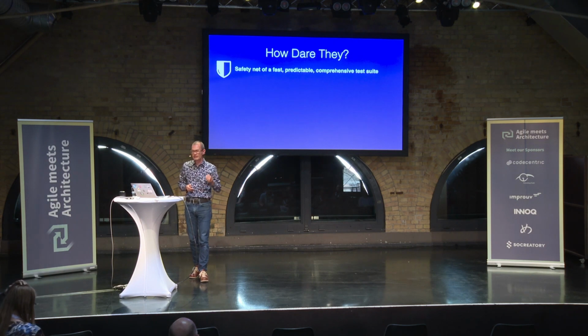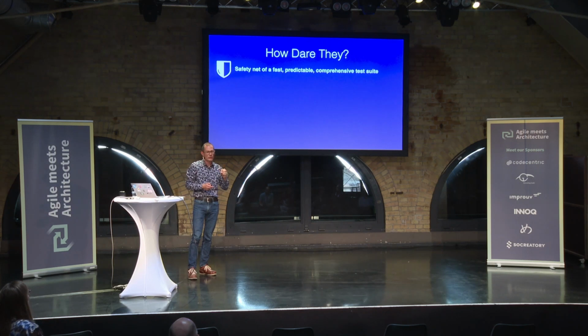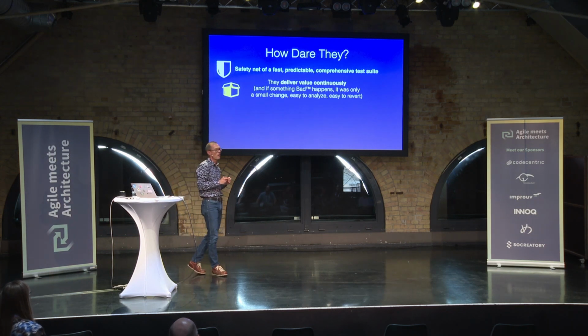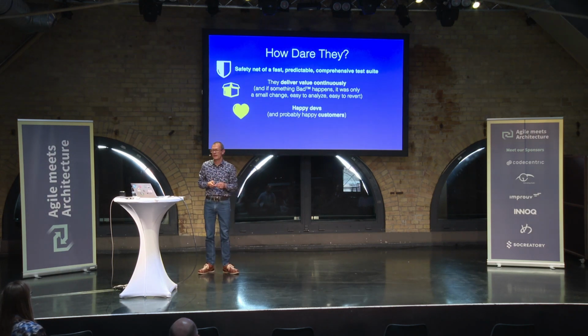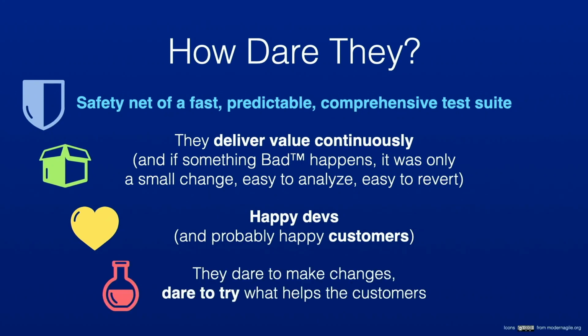They've got a safety net of a fast, predictable, and comprehensive test suite. So we know if a test fails, it fails for a reason. And it's fast and comprehensive. And they deliver value continuously in small batches. And if something goes wrong, we know what went wrong and how to fix it most of the time. And that makes us developers happy because we see progress, and our customers are happy because they see progress. And we dare to make changes because we've got that safety net of lots of fast automated tests.